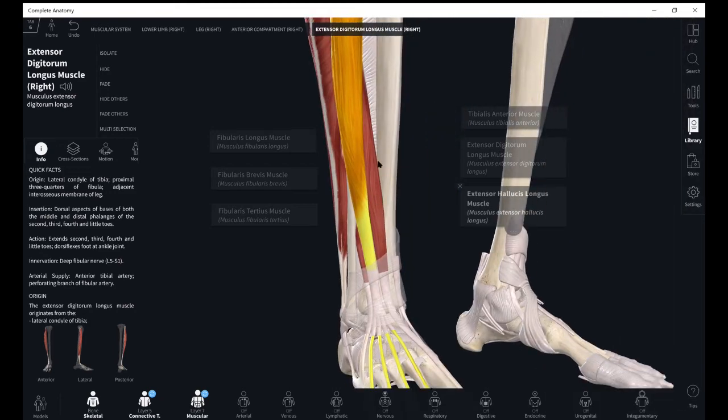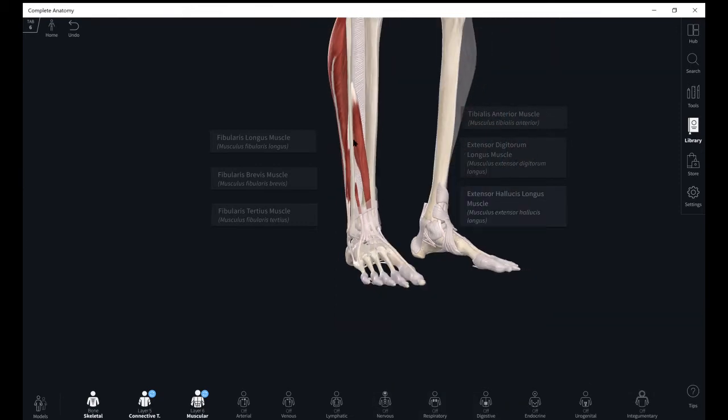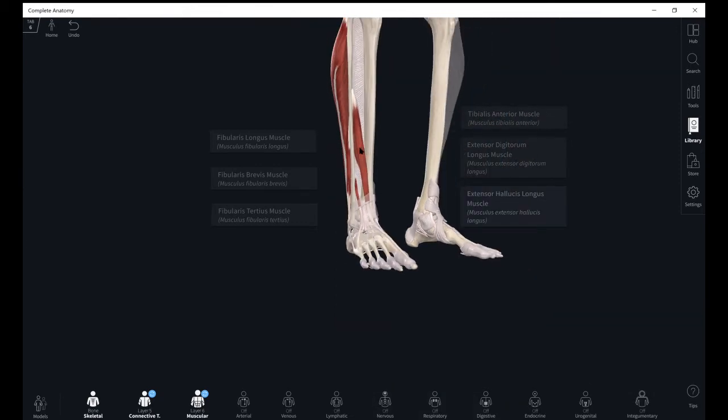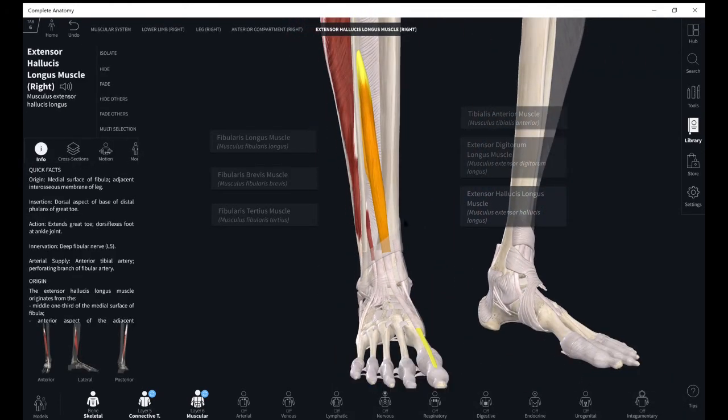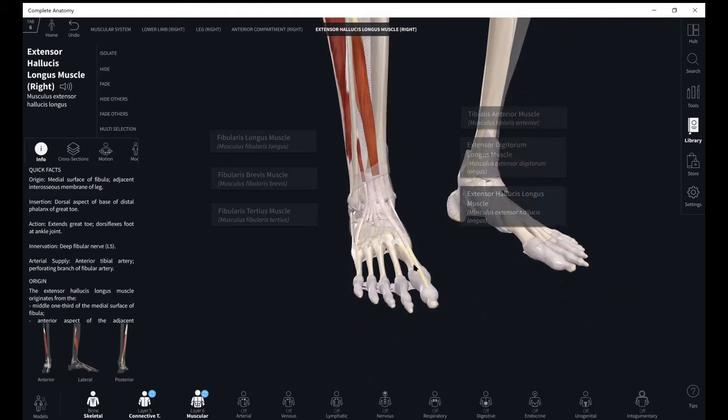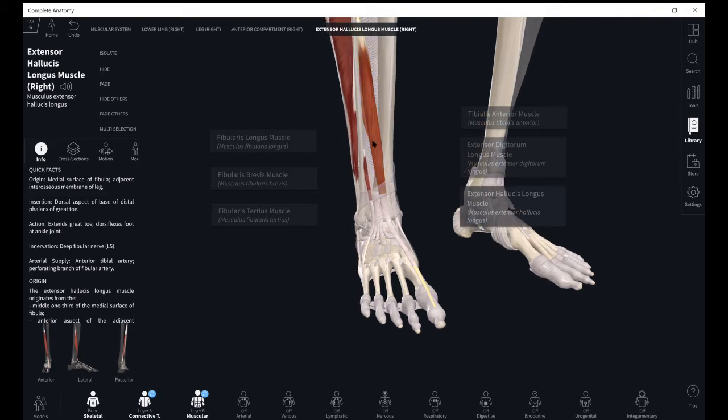Okay, and then let me go ahead and hide that. Okay, and now the extensor hallucis longus. So here, origin will be the medial surface of the fibula. So whereas extensor digitorum was just anterior, this is going to sit a little bit medial, and it's in the adjacent interosseous membrane of the leg. It inserts in the dorsal aspect of the base of the distal phalanx of the big toe. It extends the great toe, and it dorsiflexes the foot at the ankle joint to a lesser degree. Its innervation is the deep fibular nerve with the root of L5.